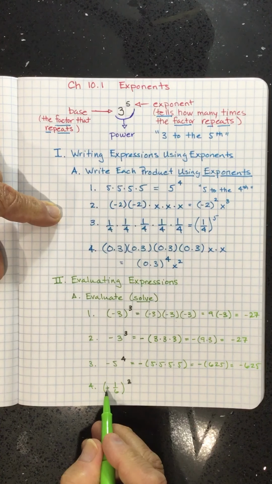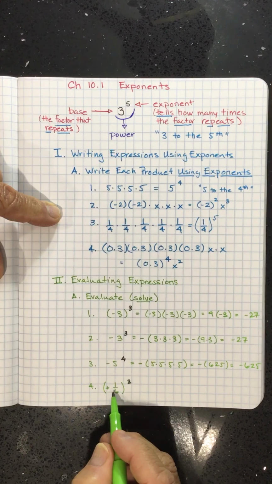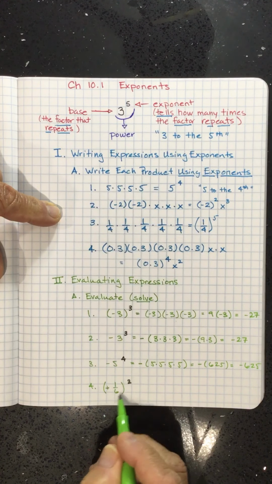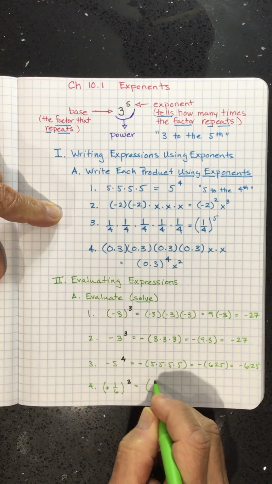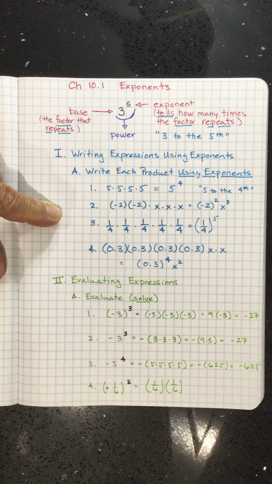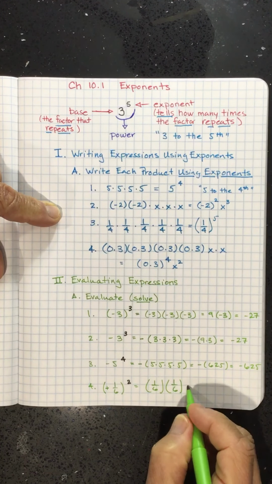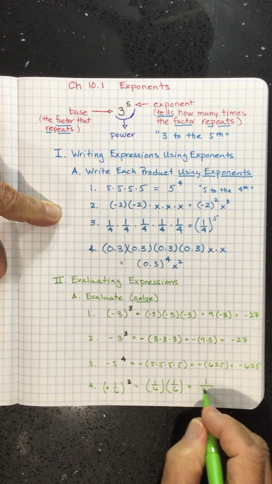And I made this positive on purpose because I wanted to point out that the numerator and the denominator are being squared here. So when we expand this, it's going to look like this. And so now it's 1 times 1 is 1. And then 6 times 6 is 36.